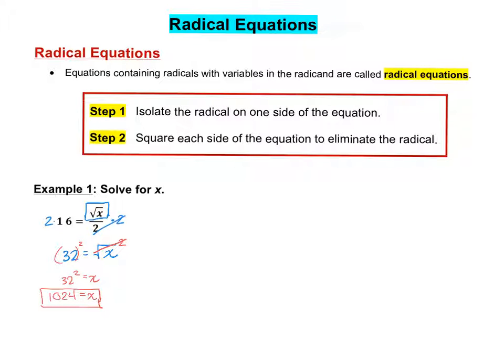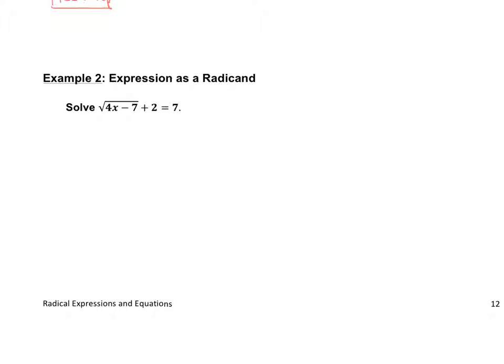And you can even check your work. Plug that into the square root of 1024, which is 32, and then divide it by 2, and you would get 16. Okay, in example 2, so same thing.